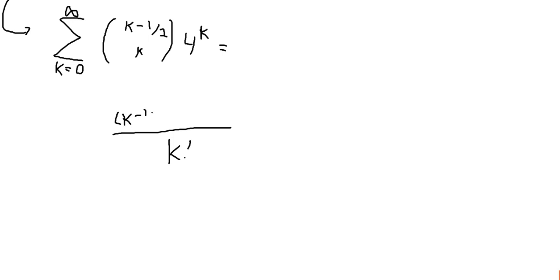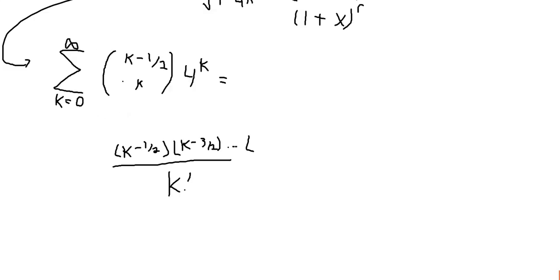So like k minus 1/2, k minus 3/2, and so on, until we get... well, first I want to talk about if k is just equal to 0, then we're going to have negative 1/2 choose 0, and we stated that that would be 1. Anything choose 0 is 1. And then times 4 to the 0 is also 1. So we know that the first thing is going to be 1.